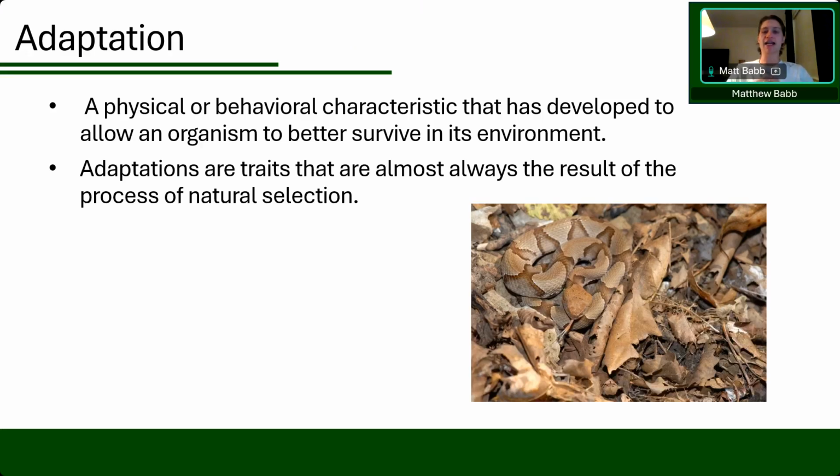So the first is adaptations. And this term isn't necessarily a mechanism as much as it is just an overarching theme of evolution. Adaptations are a broad term that means any characteristic, either physical or behavioral, that has developed in an organism to help it better survive in its environment. Almost all adaptations are produced through natural selection, but not all of them. Some can occur by chance or through mutations.